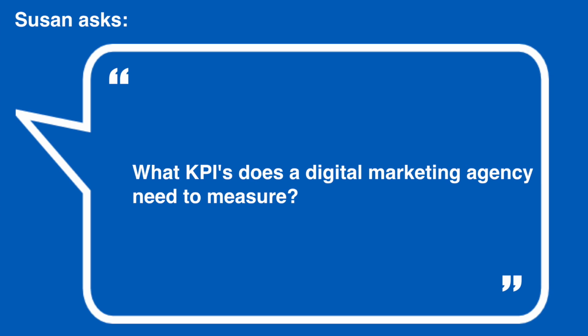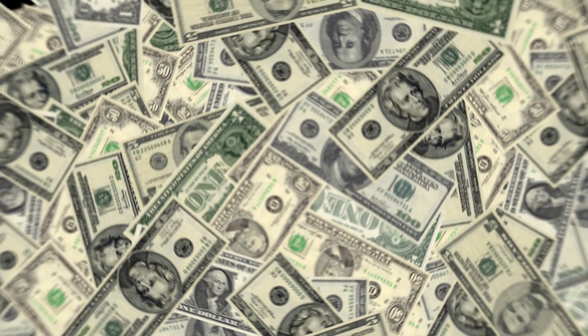So, the first question of the week is from Susan, who asked, what KPIs does a digital agency need to measure? Great question. So, at the end of the day, it's all about cash flow. But with cash flow, you really want to make sure that your agency can operate for at least 3 months if nothing else came in.